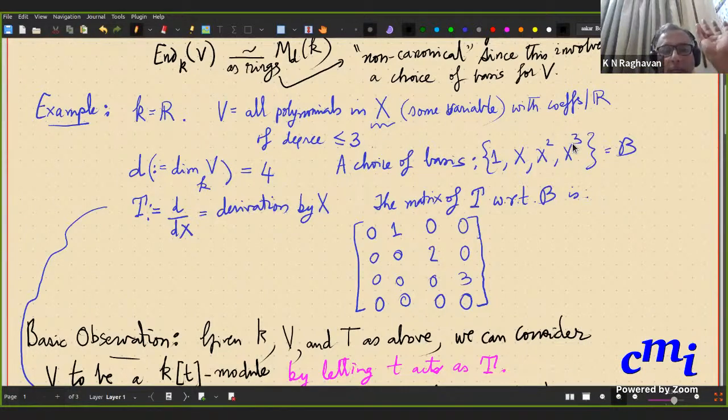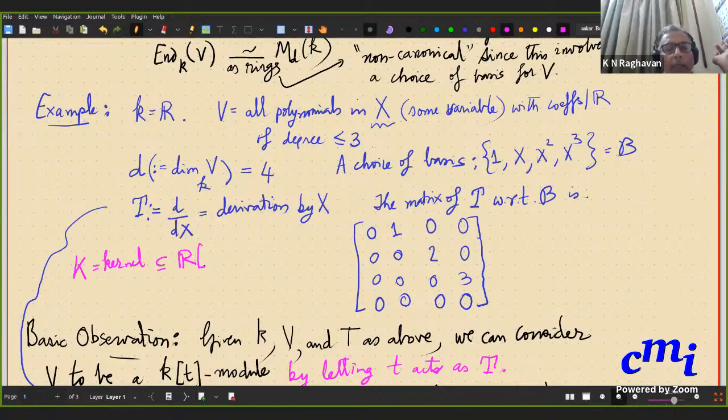So first of all, where does the kernel live? The kernel is an ideal inside this R adjoined T, right? So let me use this nomenclature. K, which is the kernel, lives in this. K is R here, so let me write it. It's R adjoined T. So it's an ideal in this PID.